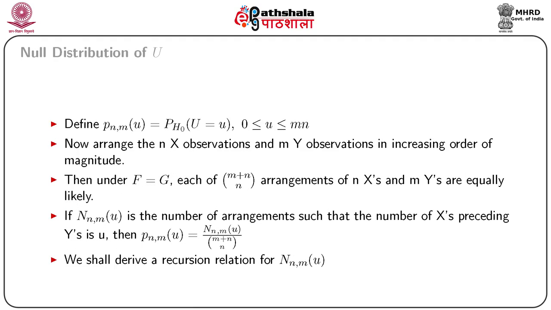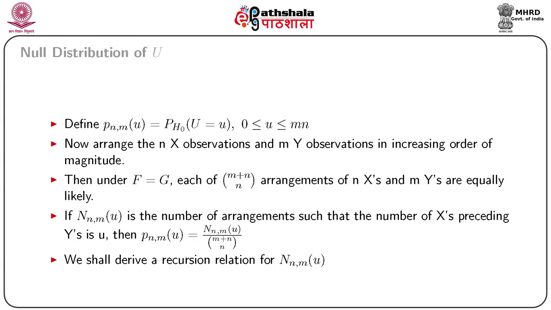Next, we shall derive the exact distribution of u when the null hypothesis is true. Naturally, such a distribution will depend on only m and n. Define P_{n,m}(u) as the probability that capital U takes the value small u under the null hypothesis, where small u is a number between 0 and mn.